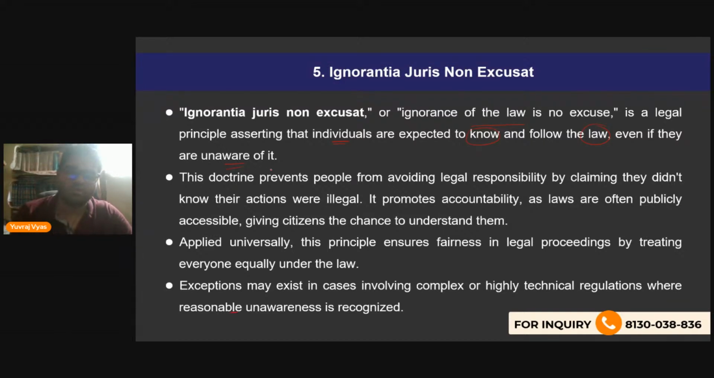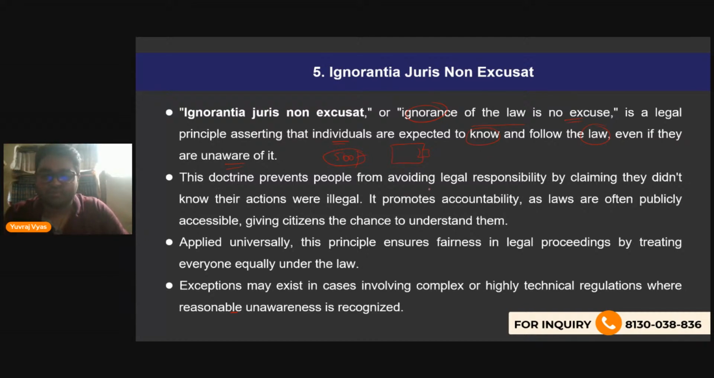So if you don't know some law, suppose you don't know that there is a fine for peeing in some area, and nothing is mentioned, but there is a small board saying urinating or peeing in this area, fine 500 rupees. Now if you go and do that and later some police guy catches you, you cannot say, oh, don't fine me. Why? Because even if you say, I didn't know that if you pee here, you get a fine, you cannot take that excuse. Because if you don't know the law, that is not an excuse. The law will apply. It is your duty to know the law.